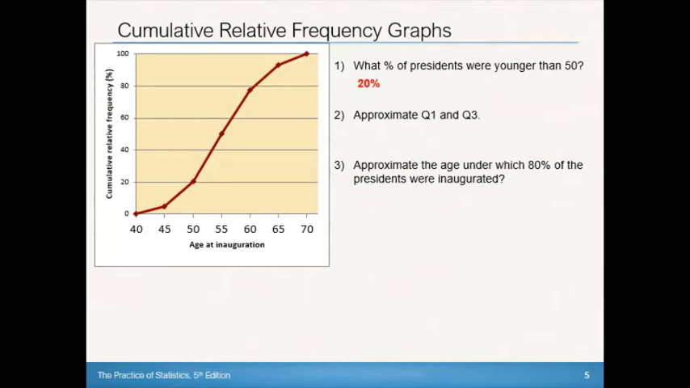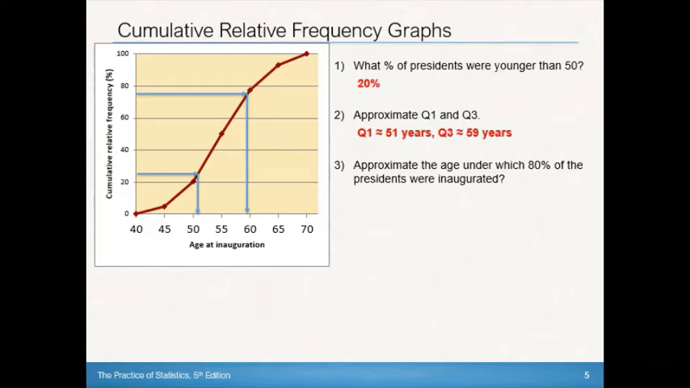Now approximate Q1 and Q3. Remember that Q1 is simply the 25th percentile, and Q3 is the 75th percentile. So if we use our lines to go over like we did before, we can see where we would get about 51 and about 59, okay?